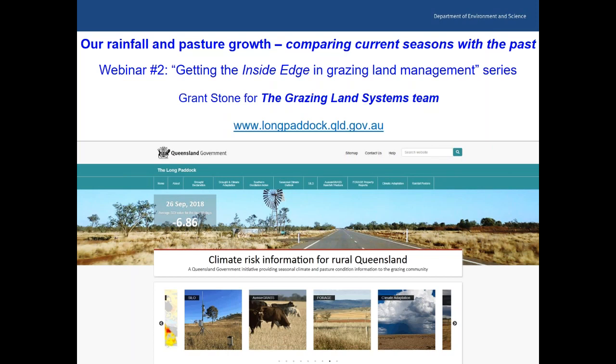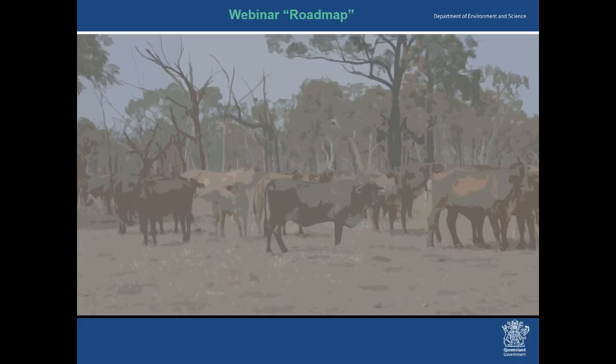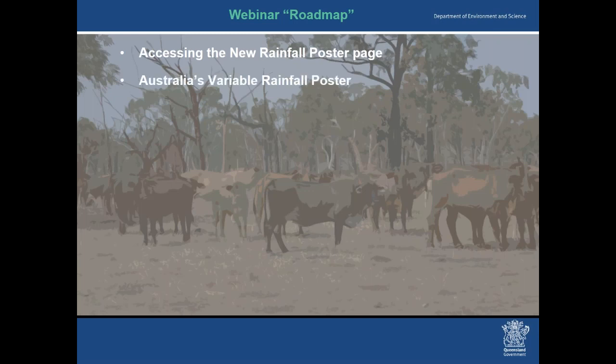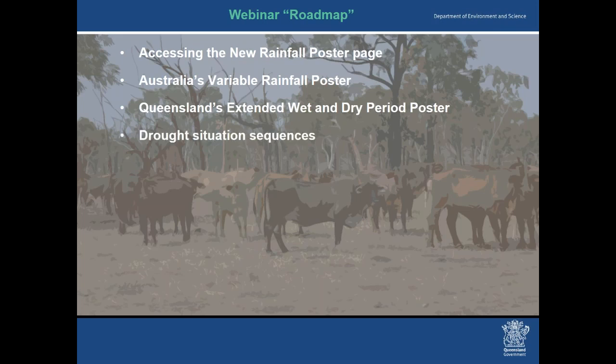We're going to have a bit of a roadmap here so we know where we're heading. I'd like to relate that there is a storyline in the webinar. So firstly, we're accessing the new rainfall poster page. We're then going to talk about our original Australia's variable rainfall poster, and move to Queensland's extended wet and dry period poster. We're going to do a sequence of drought situations, then look at some climate drivers for drought.